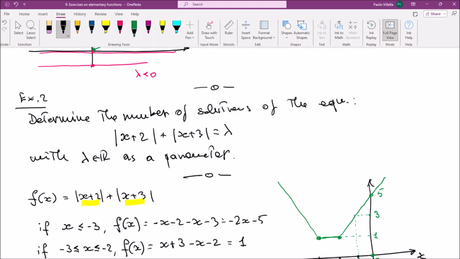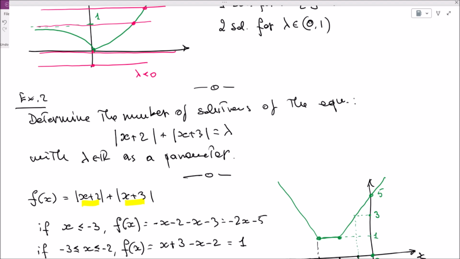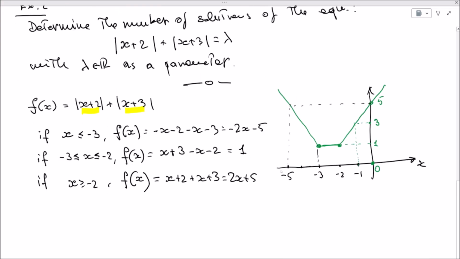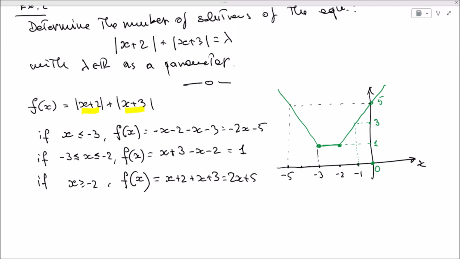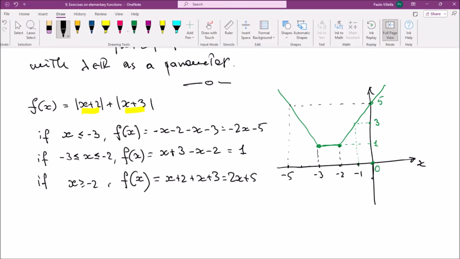Similarly, if we go to the left, we will have -4 and -5. At -5, because of the symmetry of the function, we will achieve once again 5. So this is the graph of the function. Now we need to draw lines. We need to draw horizontal lines corresponding to possible values of lambda.